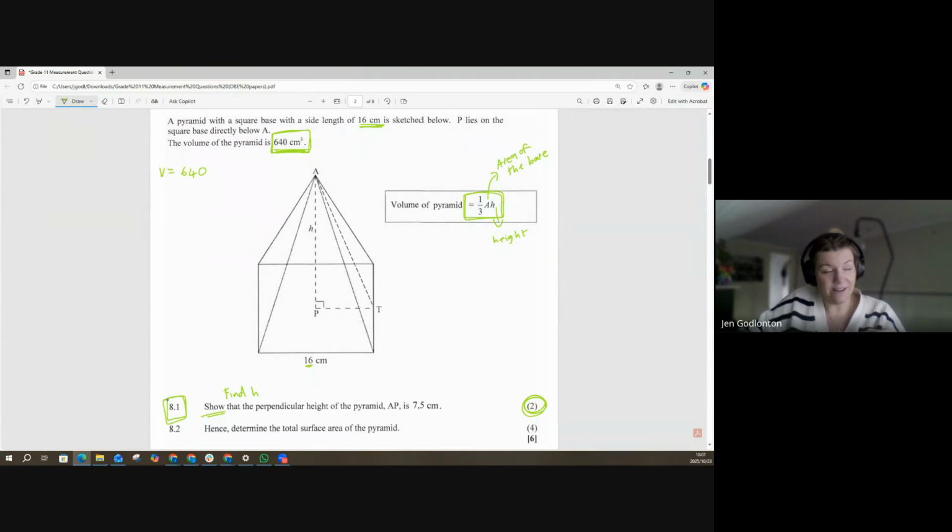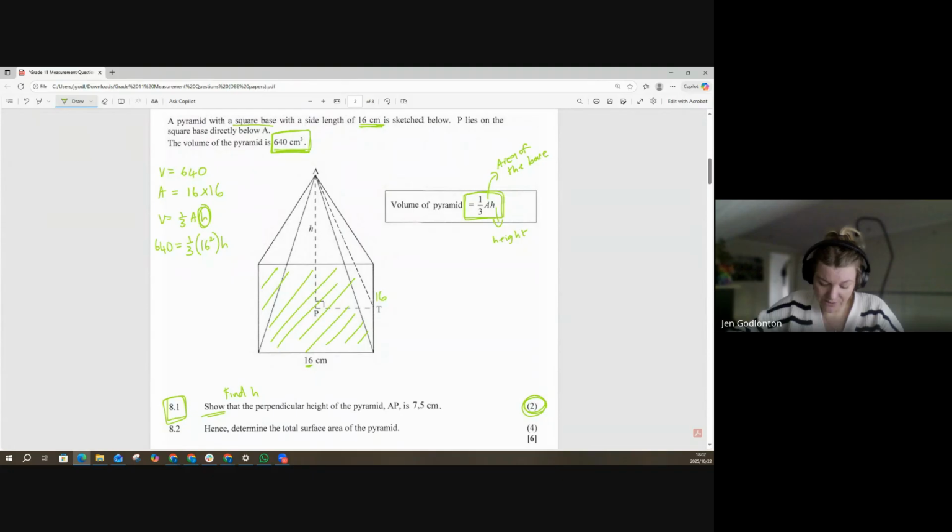We know the area is going to be one side times the other side, and they've told us that it is a square base, which means it's going to be 16 times 16. That's going to give us the area of our base. So if we think about the formula, volume equals a third AH, we only have one unknown, which is H, which means we can figure it out. So 640 is equal to a third times 16 squared times H.